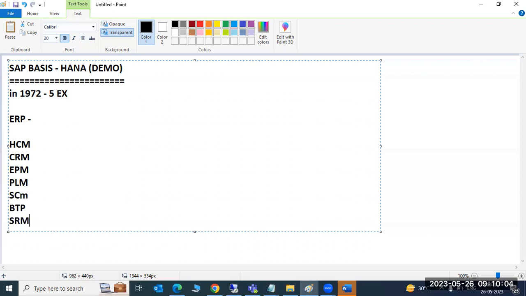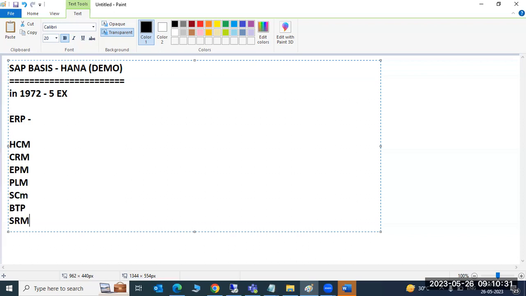SAP is the third largest traded software company worldwide, revenue-wise and also by market capitalization. It has many shares in the market, and it's growing. I think you know all these things; I just want to tell you about it.